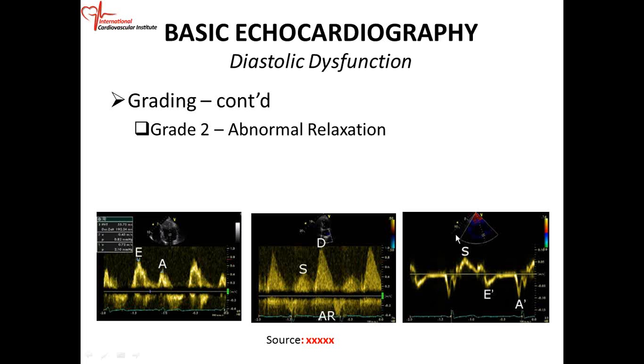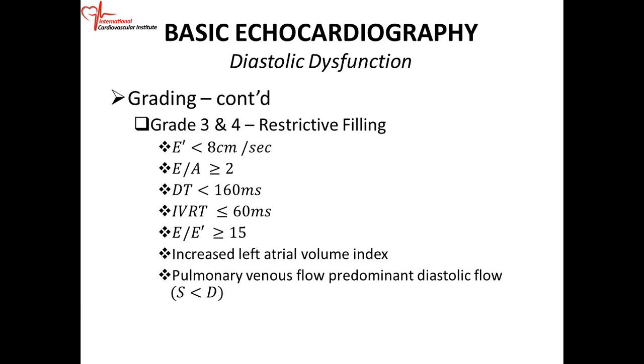But when you move to your tissue Doppler now, at the medial mitral annulus, the E prime is very small. The E prime is less than 8 centimeters per second. So this patient has diastolic dysfunction. Just by looking at the E prime, it's less than 8 centimeters per second. So the patient has diastolic dysfunction, but the E is bigger than the A, so it's pseudo-normal. And then when you look at pulmonary vein flow, you have diastolic predominance. Okay? So that's grade 2, pseudo-normal.